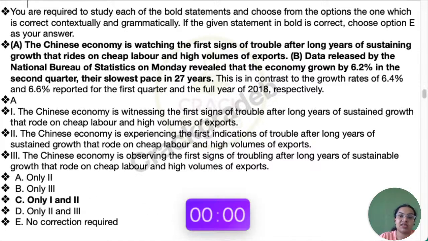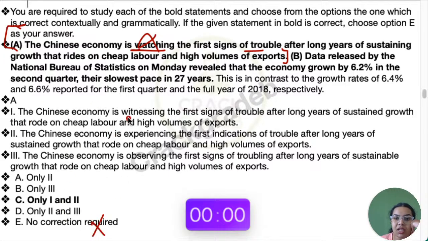Here the answer is first and second. So for the first highlighted sentence, you are supposed to read the bold ones, and whichever sentence out of the options is grammatically correct and contextually correct, that's what you have to choose. So, the Chinese economy is watching the first signs of trouble after long years. Watching signs of troubles after long years. Watching makes no sense here. Okay, so of course, watching is wrong, no correction required.